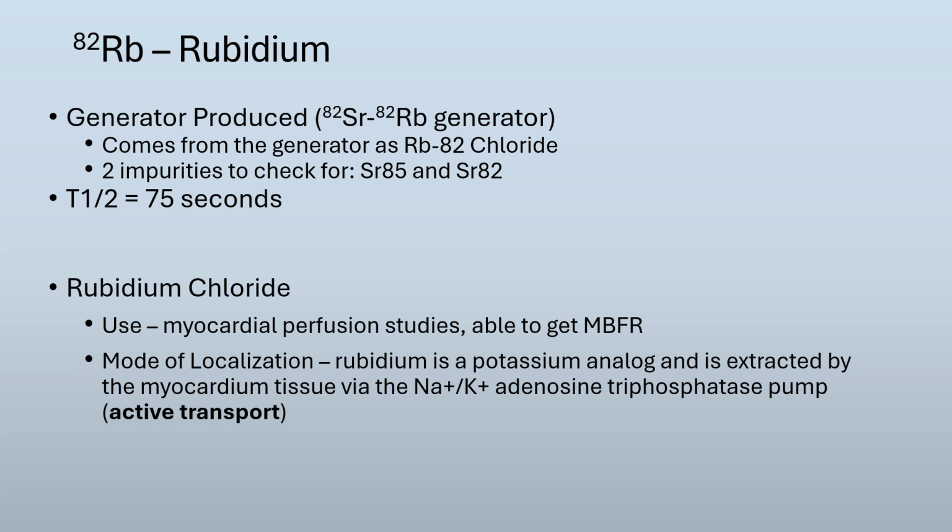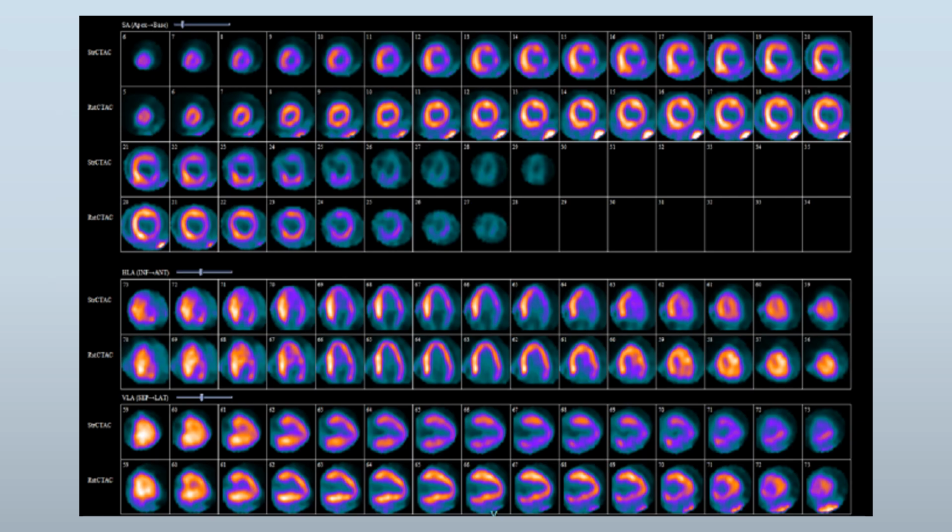And this is used for myocardial perfusion studies, and it does give the ability to measure the myocardial blood flow reserve. The method of localization for this one is active transport. Rubidium is an analog of potassium, and so it is extracted by the myocardium tissue via the sodium-potassium pump, and so that's how it localizes within the heart. And this is an example of a rubidium study. Again, the heart wall looks a little bit thinner on these images, and that is partially because PET has increased spatial resolution.